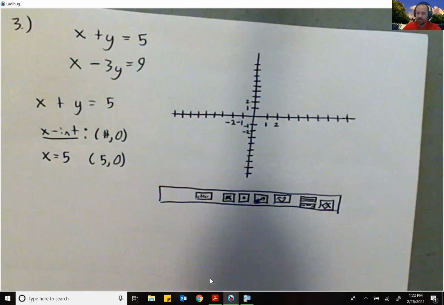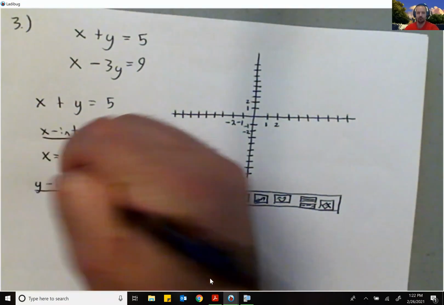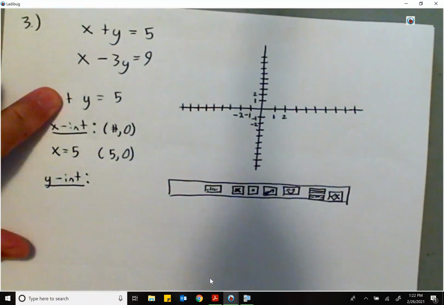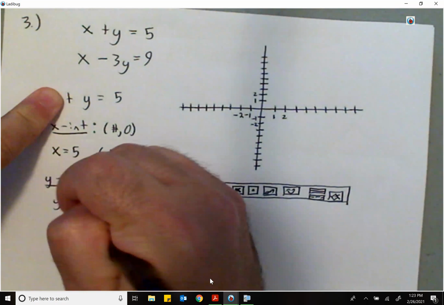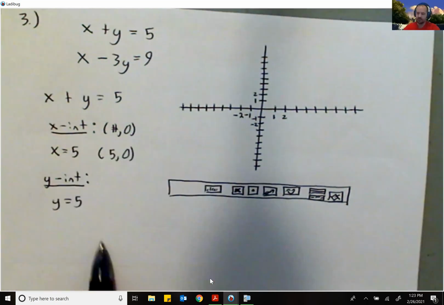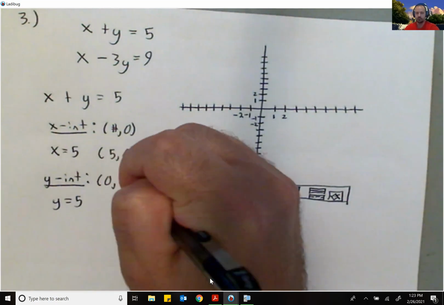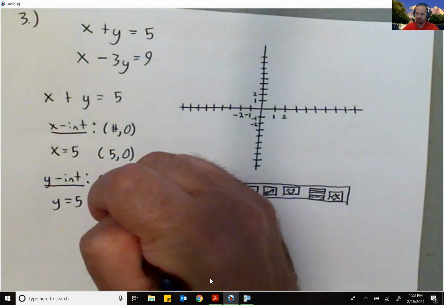If I want the y-intercept, who do we not care about? The x. So you go, bam. What's left? 5. y equals 5. And there's your y-intercept. And remember, y-intercepts look like 0, comma, a number. So our y-intercept is 0, comma, 5.